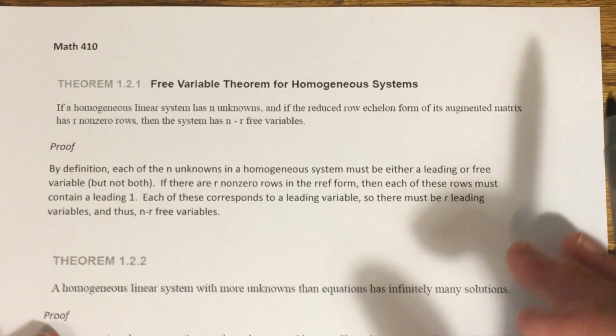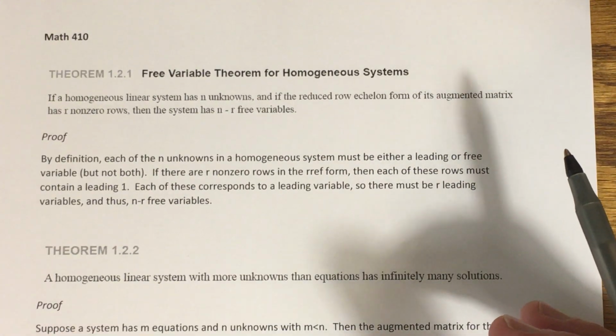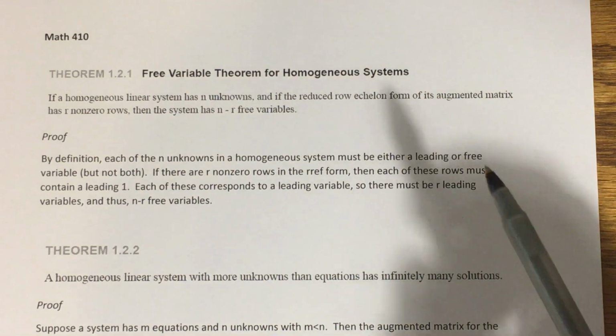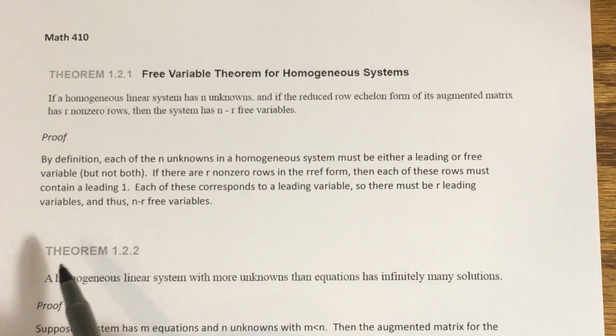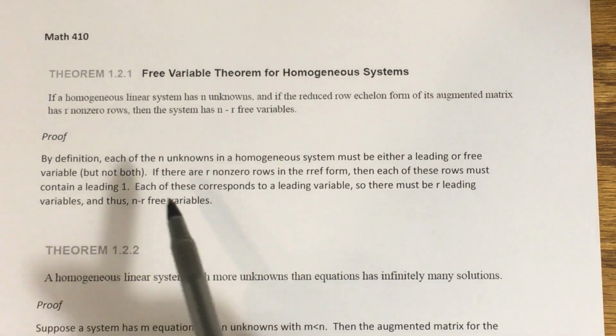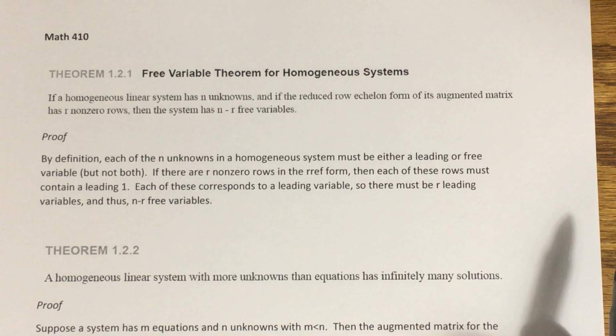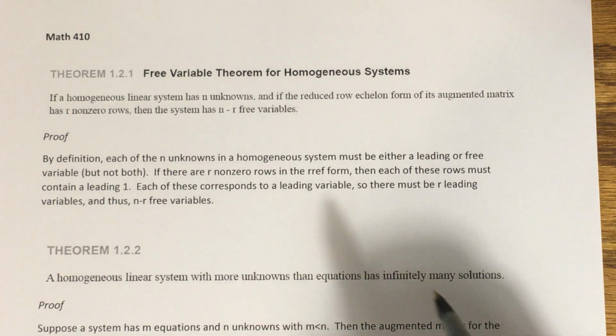So how can we prove that in a more general case? We can start to see why that would be the case by analyzing that example, but let's talk through an actual proof. So by definition, each of the n unknowns in a homogeneous linear system would have to be either leading variables or free variables, but they cannot be both. So what that means is the number of leading variables plus the number of free variables has to add up to the total number of unknowns in the entire system. Okay?